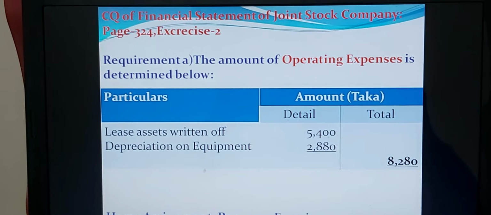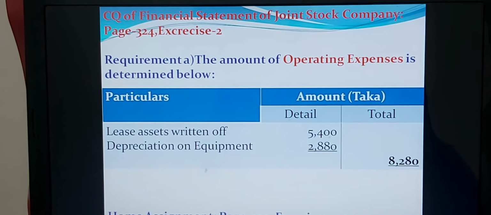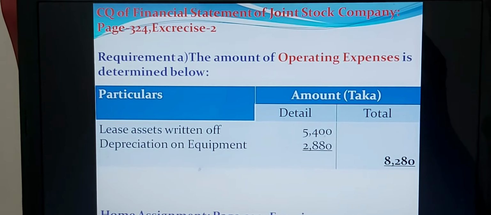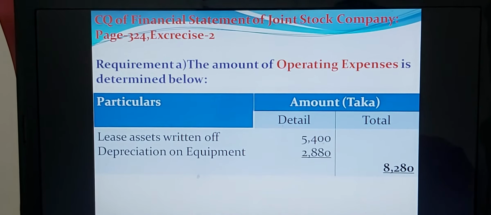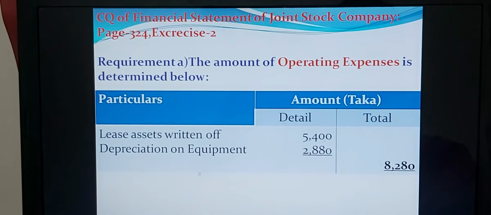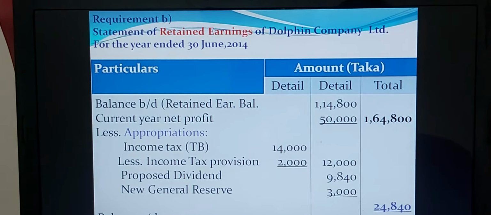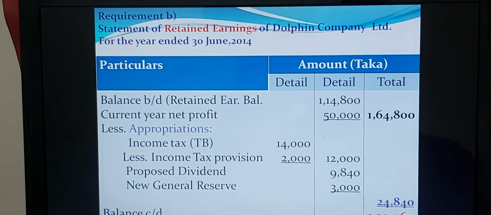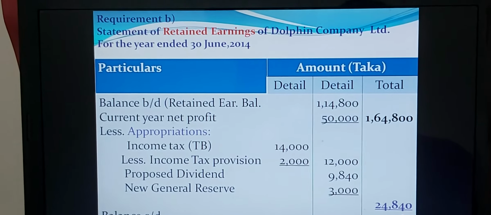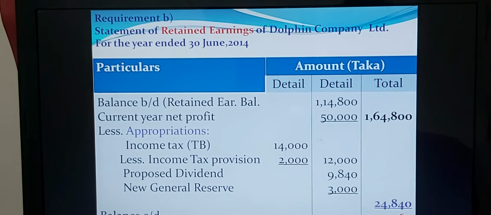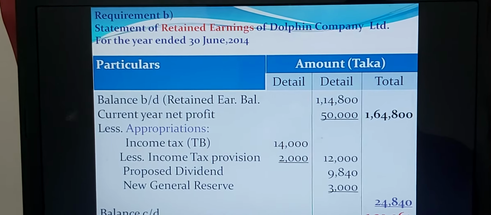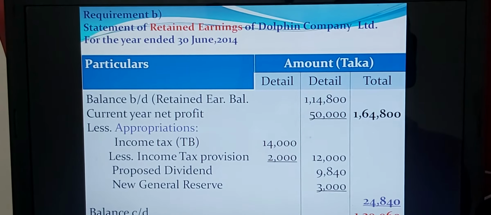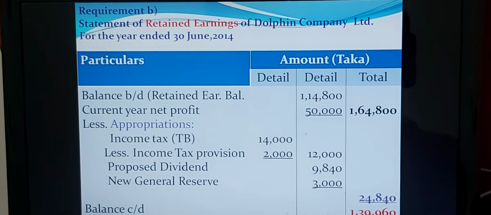Dear learners, I think you have written in your copy the requirement A. Now I can go to the requirement B. Prepare a statement of retained earnings. Okay, I have already said when you are required to prepare a financial statement, then all time the same format is to be applied.